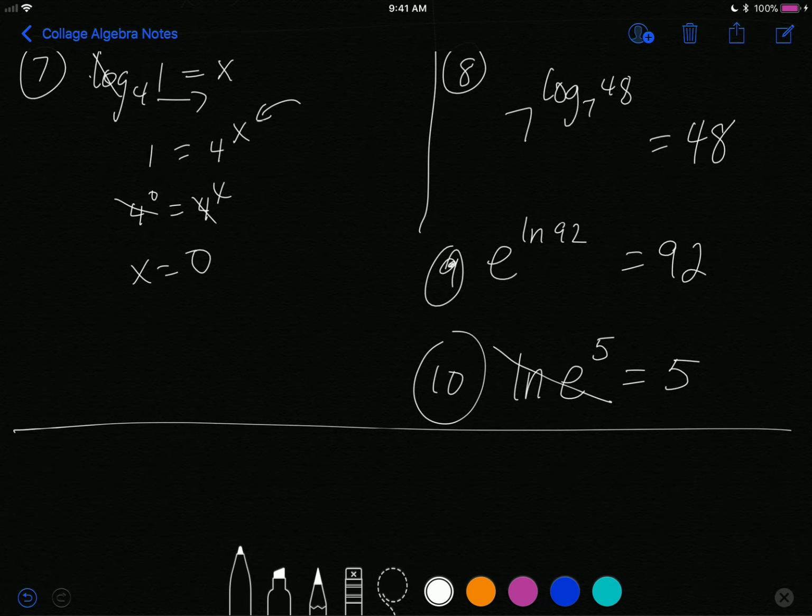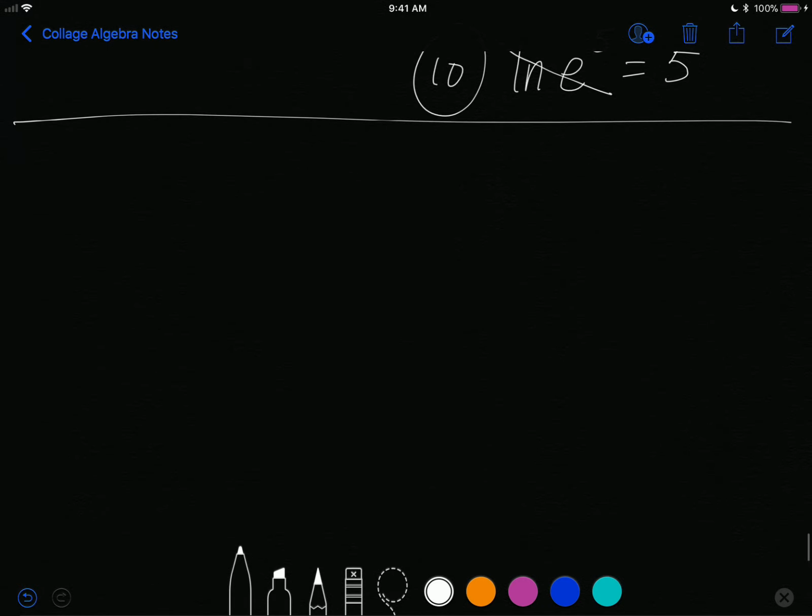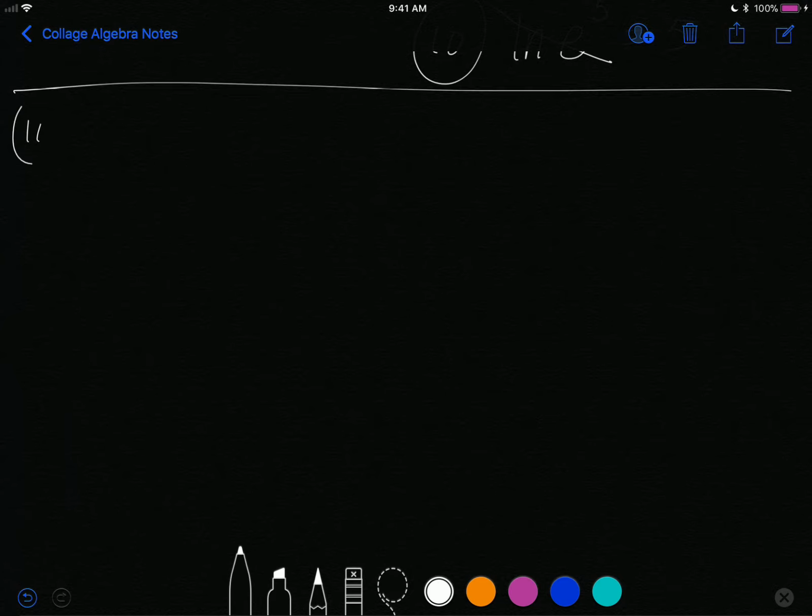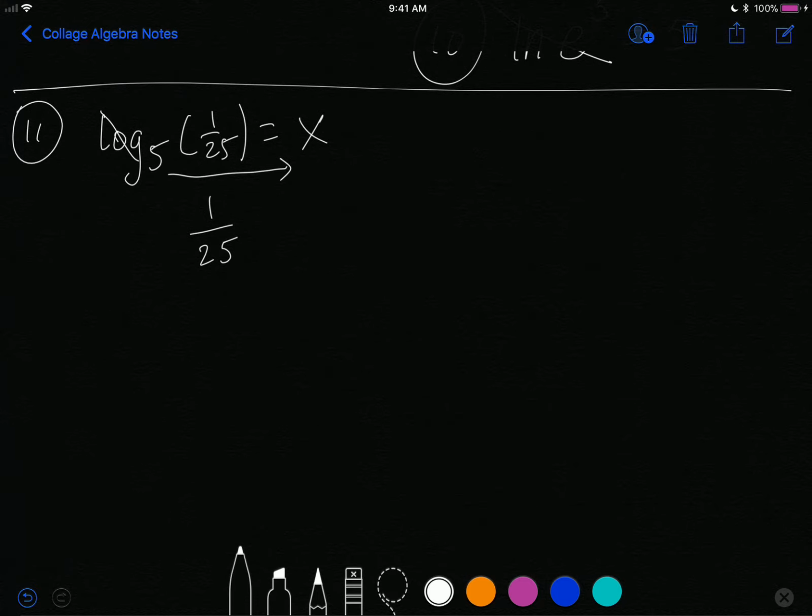Another example. Number 11. Let's say I have log base 5 of 1/25, and I've got to evaluate this without a calculator. I'm just going to say equal to x. Convert to exponential form. You're going to get tired of converting to exponential form after a while. Drop the log and take the base to the other side.